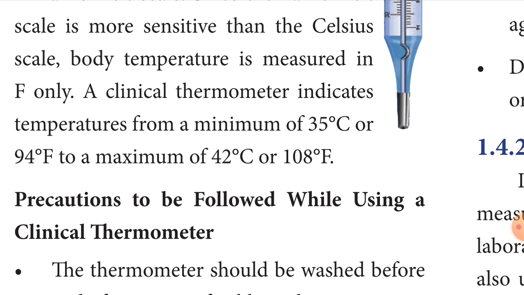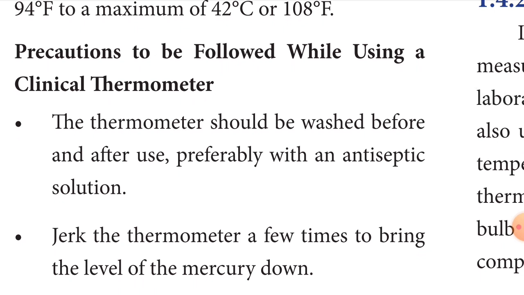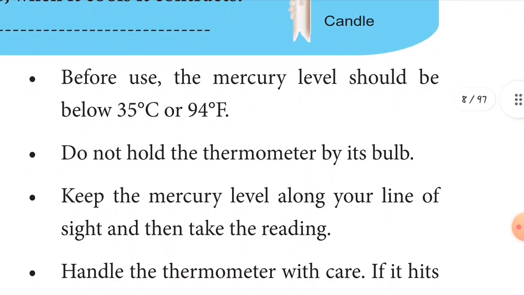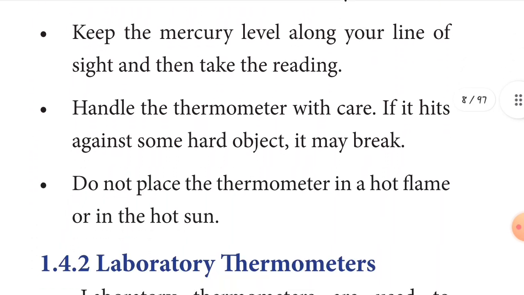And precautions to be followed while using the clinical thermometer. The first one, the thermometer should be washed, okay, before and after use, preferably with an antiseptic solution. And jerk the thermometer a few times to bring the level of the mercury down. That's the main reason, children. And before use, the mercury level should be below 35 degrees Celsius or what? 94 degrees Fahrenheit. So do not hold the thermometer by its bulb, and keep the mercury level along your line of sight, and then take the readings.